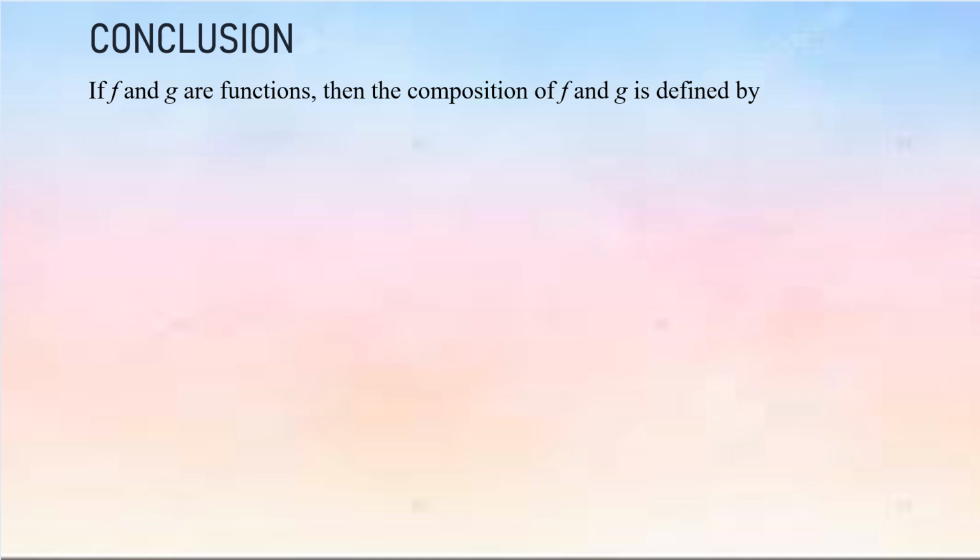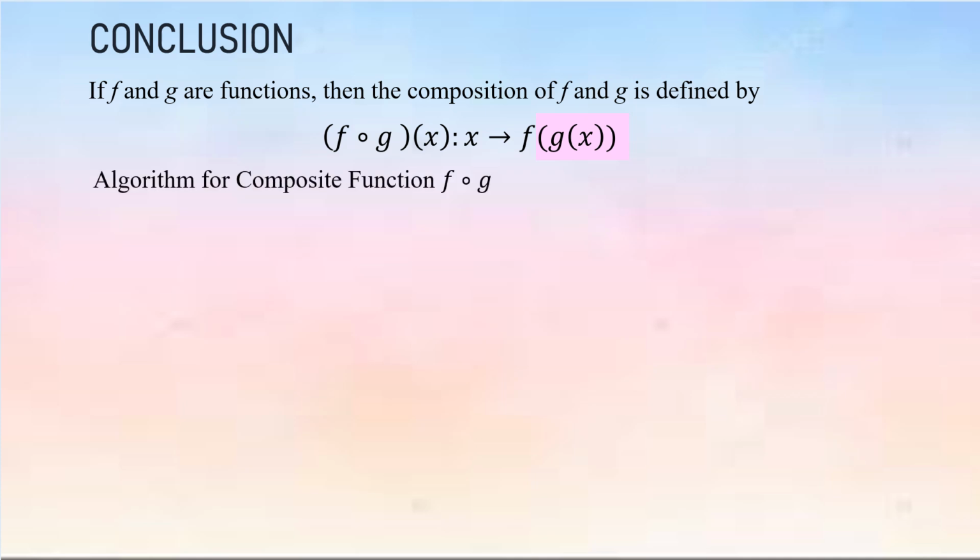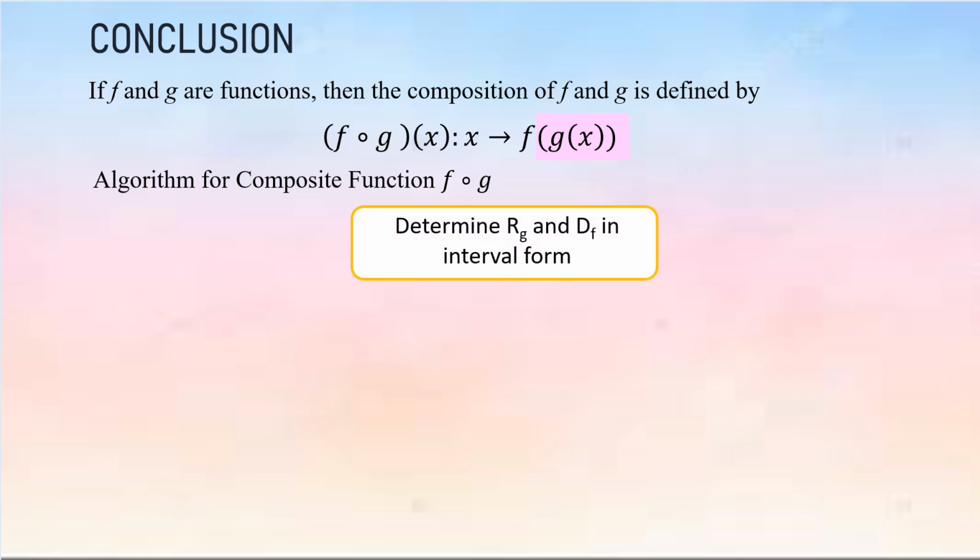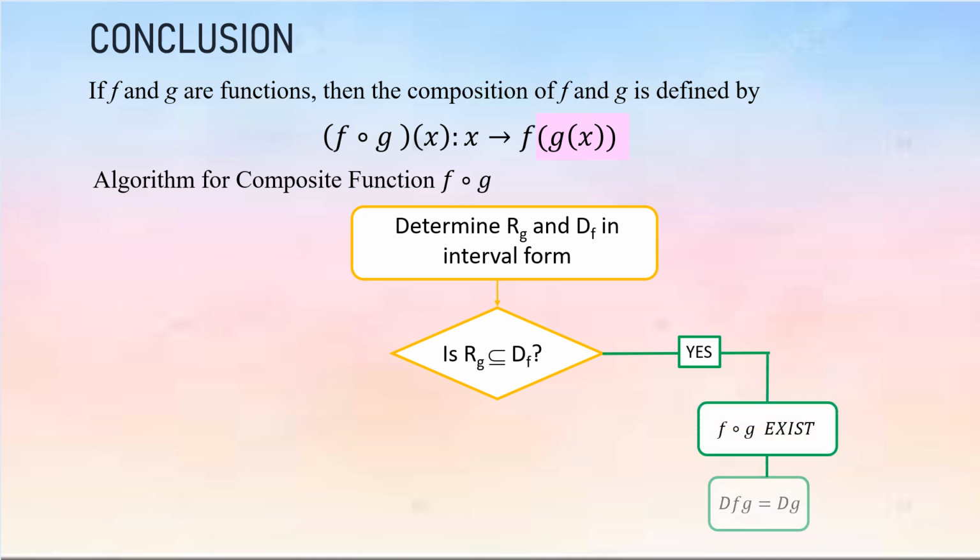Conclusion of today's lesson. If f and g are functions, then the composition of f and g is defined by f of g of x, where the output of the inside function g, g of x, is the input of the second function f. Below is the algorithm for the existence and finding the domain of the composite function f of g. First, determine the range of g and the domain of f in interval form. Is the range of g a subset or equal set to the domain of f? If yes, then f of g exists, and the domain of f of g is the same as the domain of g.